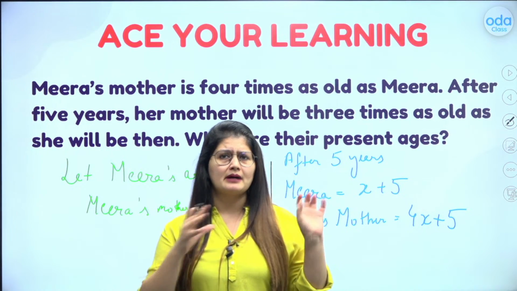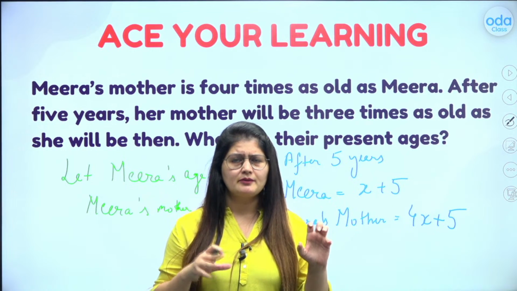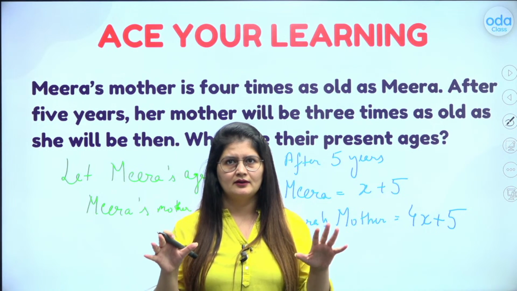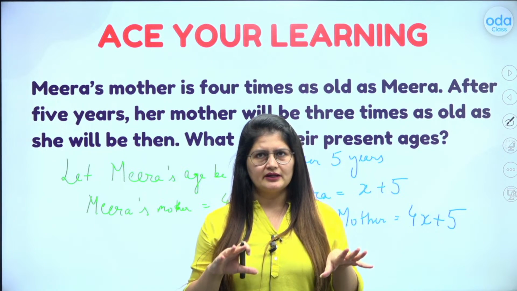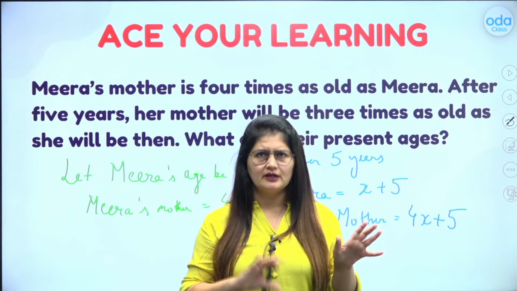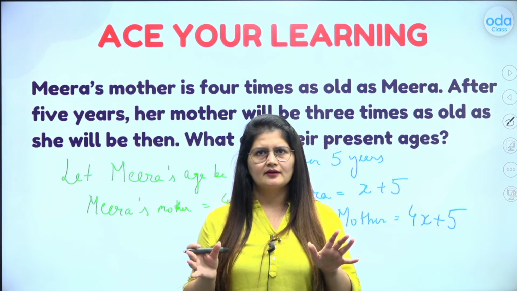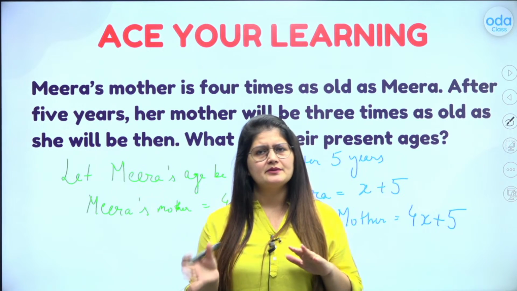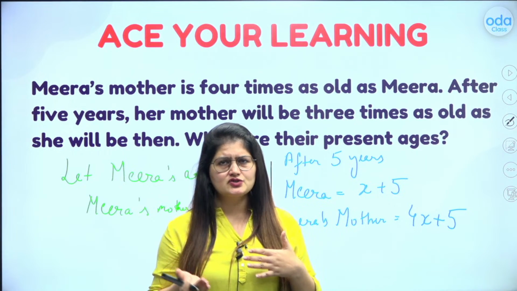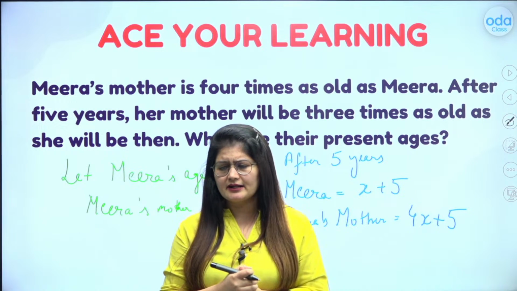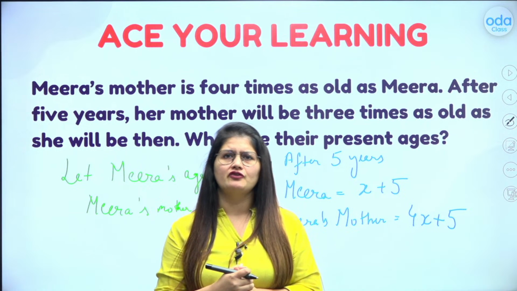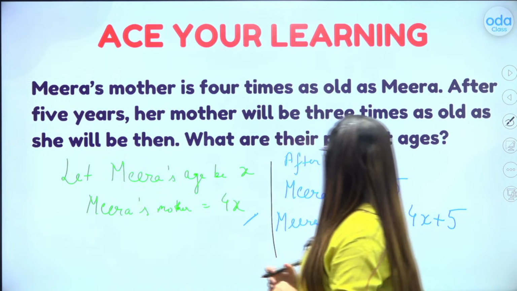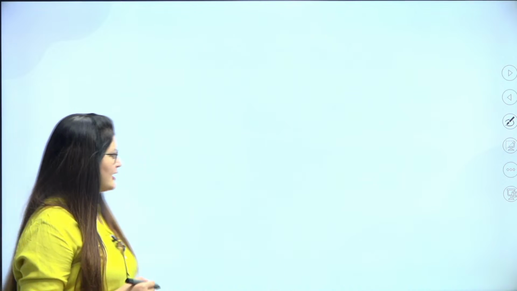Whatever the age of Meera's mother is, that will actually be 3 times the age of Meera. What was it before? In present years, Meera's mother's age is 4 times Meera's age. Correct. Now what happens after 5 years? Obviously the ages will be increasing. So in that case, her mother will be 3 times as old as she will be then. So clearly, let's understand the scenario after 5 years.